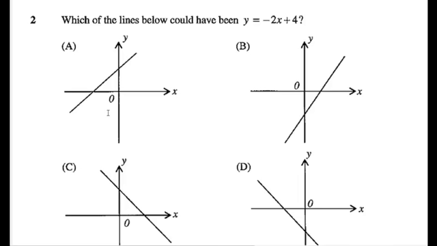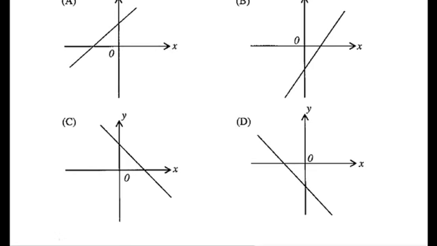Question 2. Which of the lines below could have been y equals negative 2x plus 4? First thing you notice when you look at this equation is that negative 2 in front of x means it's a negative gradient. So it must be sloping down from left to right. So that means it must be C or D. Positive 4 means its y-intercept is 4. So it must be answer C.